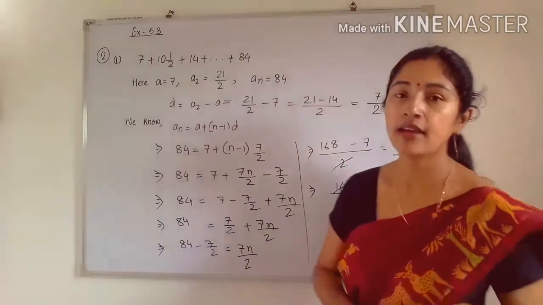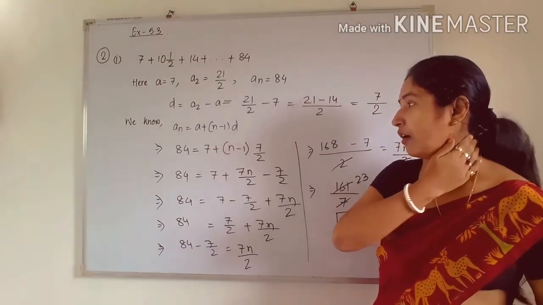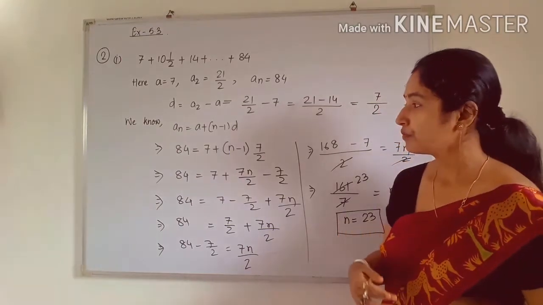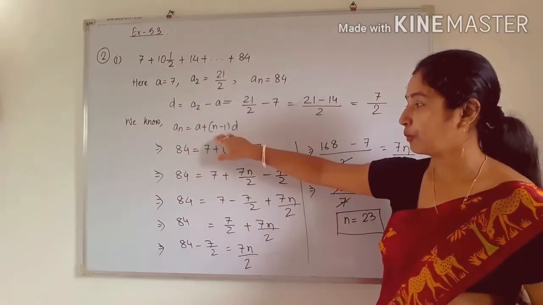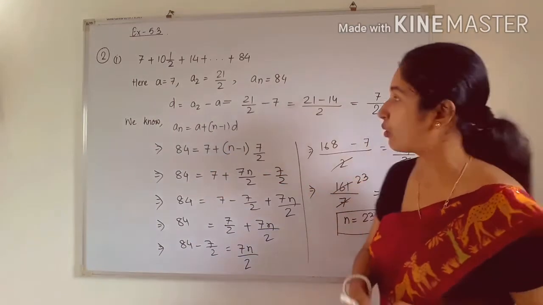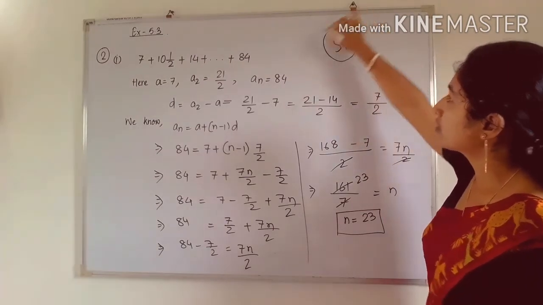So we want n. How to find n? We have one formula, an is equal to a plus n minus 1 into d, that is the general term. So using that general term formula we can easily find the value of n. So why do we need n? Because we want to find Sn, and there are two formulas of Sn.